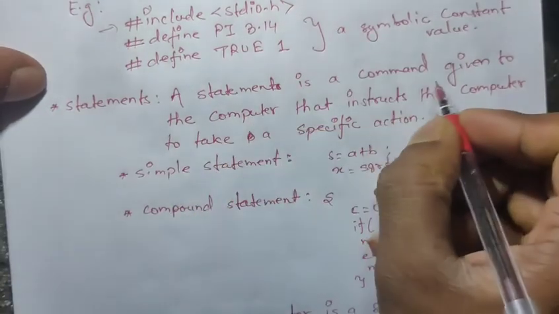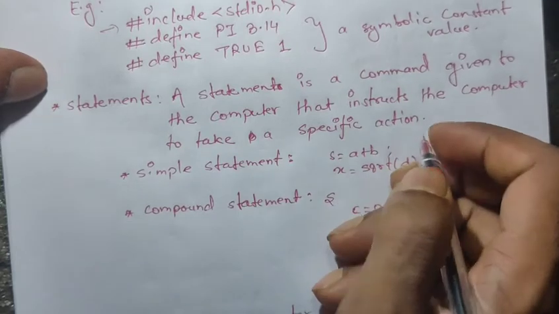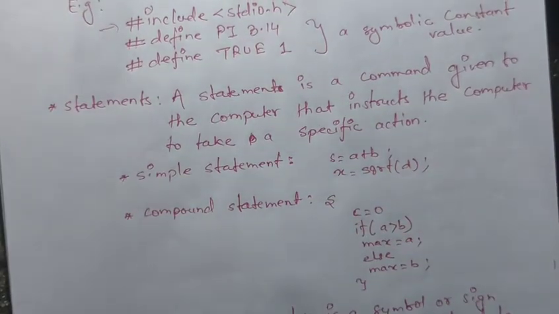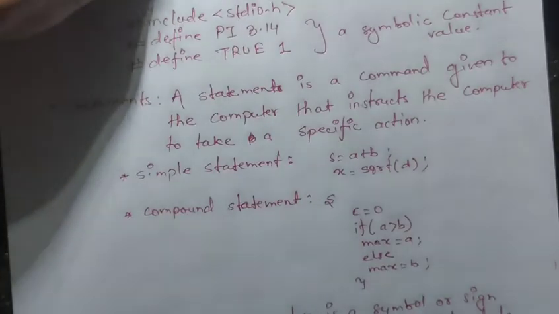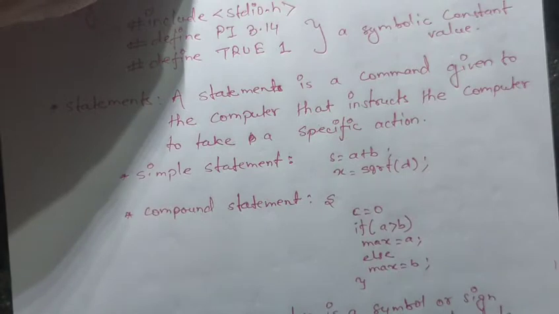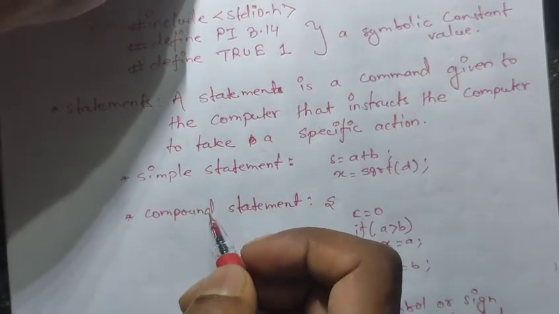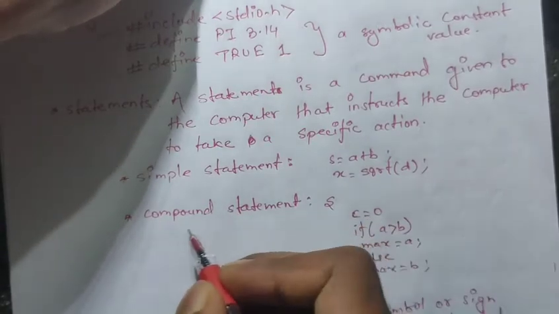So a statement is a command given to a computer that instructs the computer to take specific actions. Okay, so what is this statement? A statement is just a command which is given to the computer or a program that instructs the computer to take any specific actions. There are two types of statements: simple statements and compound statements.